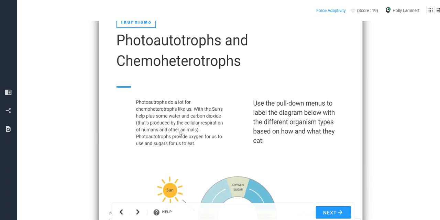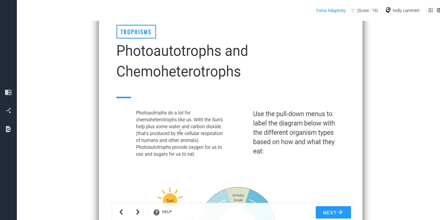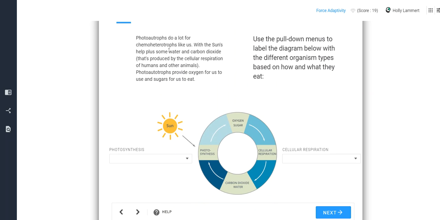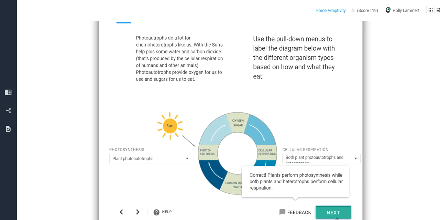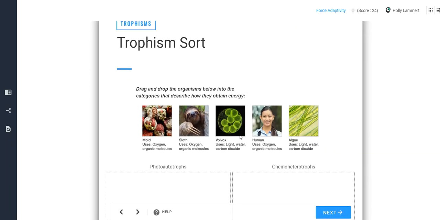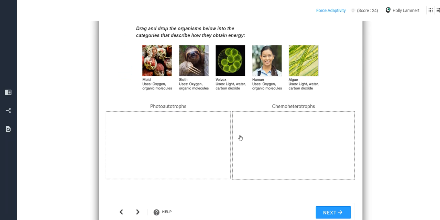All right. So photoautotrophs and chemoheterotrophs, those are big words, but we can dissect them now because we know photoautotrophs use the sun, they do photosynthesis, that's plant photoautotrophs. And then here, who does cellular respiration? We know that both plant photoautotrophs and heterotrophs do cellular respiration. Trophism sort. All right, let's figure out who is a photoautotroph. That's things that use the sun to make their own food. Volvox is a pretty cool organism here. It's the largest unicellular photoautotroph, which is pretty neat.